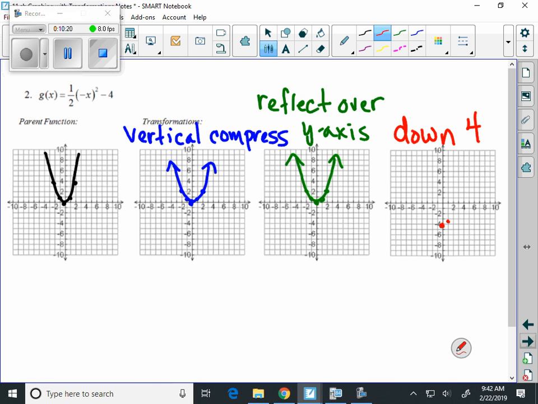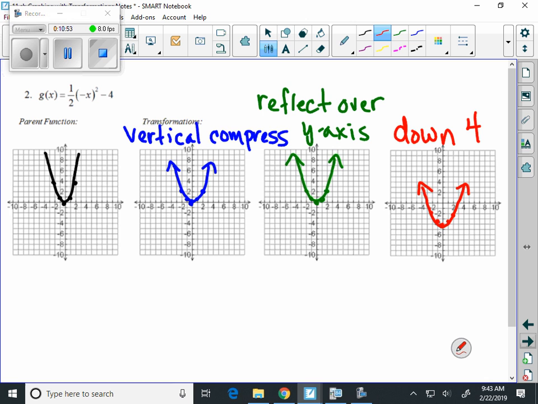Let me see that again. Yes. 2, negative 2. Negative 1, 1/2 is going to become negative 1, negative 3.5. And negative 2, 2 is going to become negative 2, negative 2. We moved each of the points on the green graph down 4. And there's our picture.